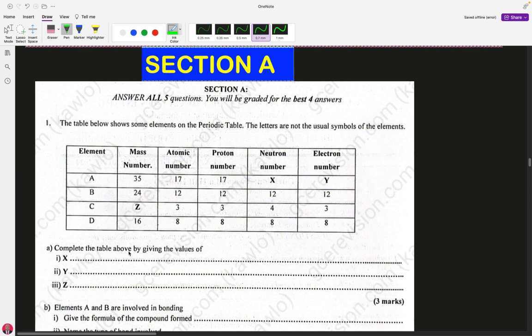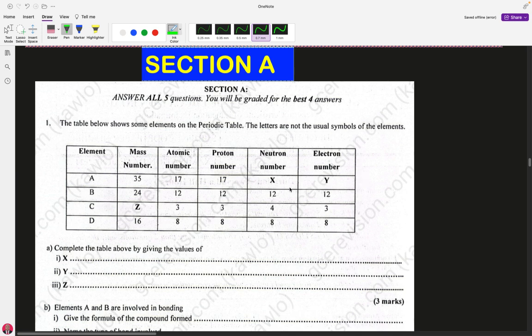Complete the table by giving the value of x. X here is from element A. The element A has a mass number of 35. Now the atomic number is equal to the proton number and equal to the number of electrons. So the atomic number is 17, the proton number is 17, and the number of electrons is supposed to be 17. But the game changer is x. If the proton number is equal to the number of electrons, then what should y be? Y should be 17. But we are looking for x.